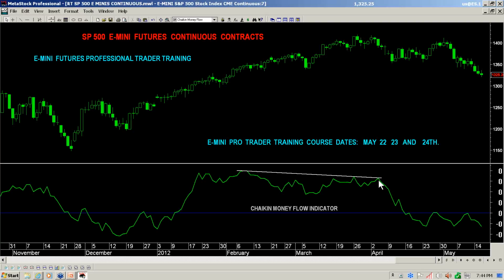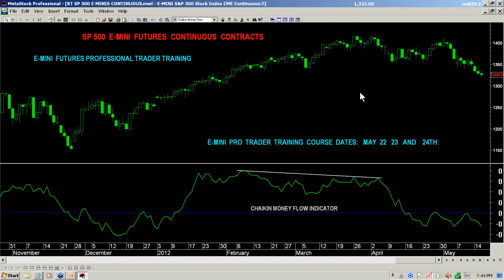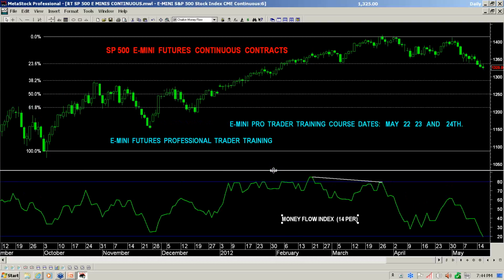So here we have the substantial negative divergence as compared to the run-up on the prices on the Chaikin money flow side, and here on the money flow, another substantial negative divergence, and the prices totally fell off here with significant downward momentum before the prices tanked here and again here. I have the indicator blown up so you can see this very clearly here.